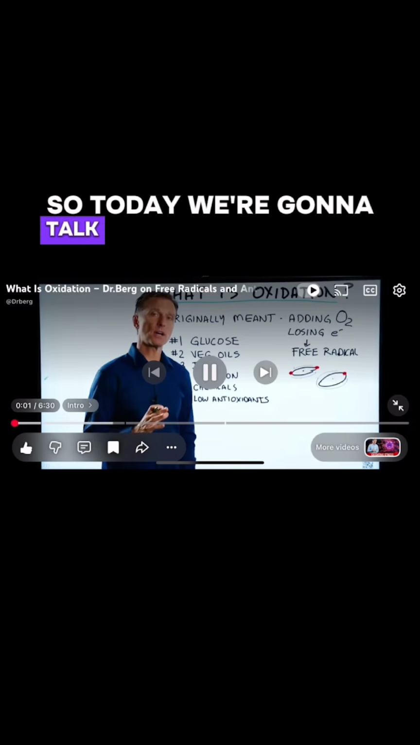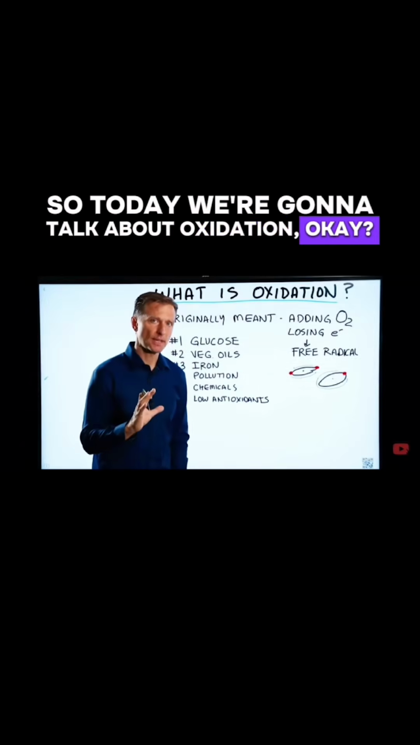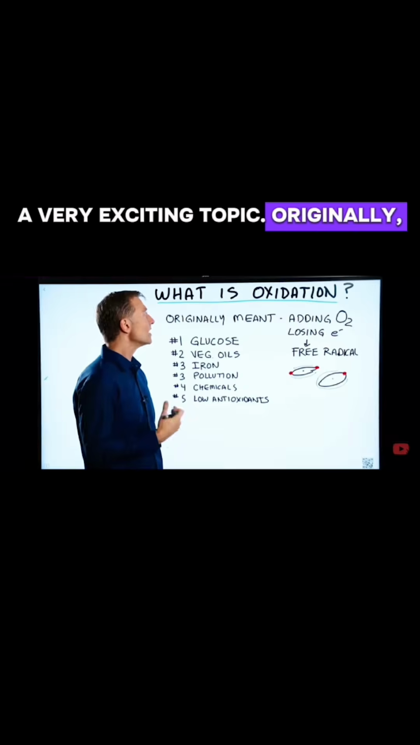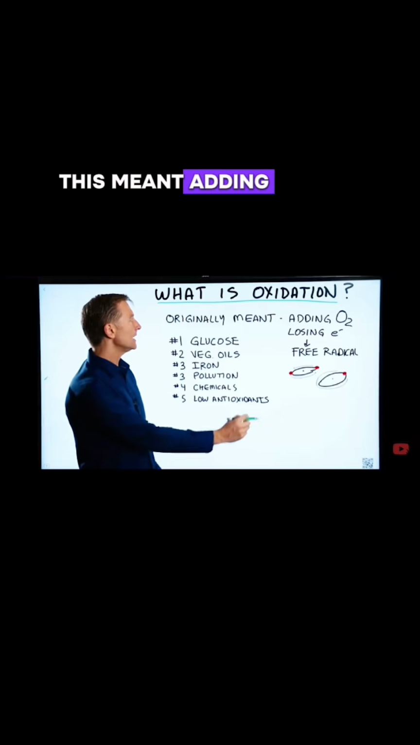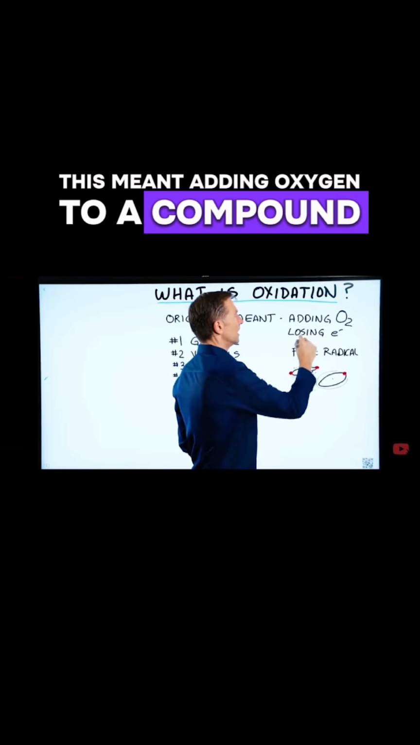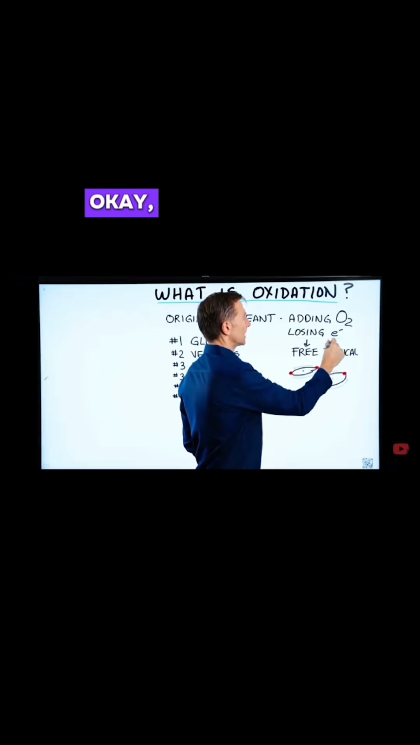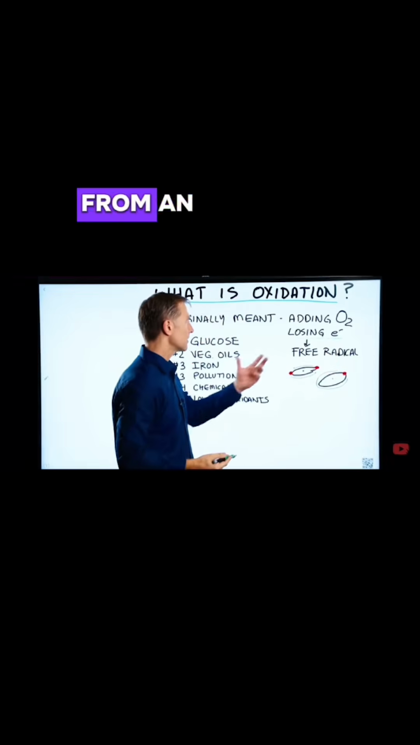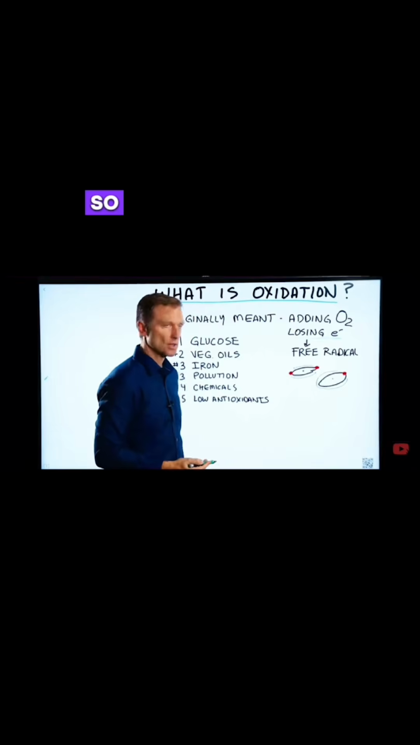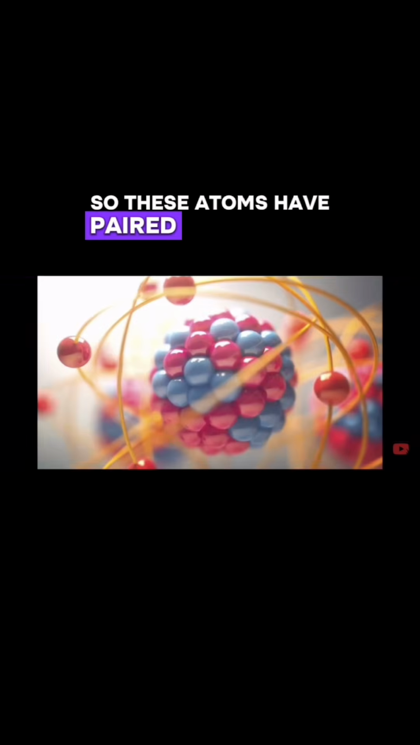So today we're going to talk about oxidation, okay? A very exciting topic. Originally, this meant adding oxygen to a compound and the losing of an electron, okay? When you lose an electron from an atom, you create a free radical. So these atoms have paired electrons.